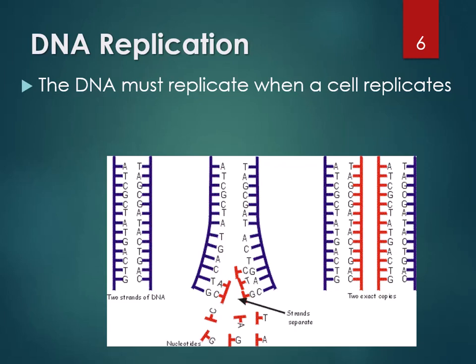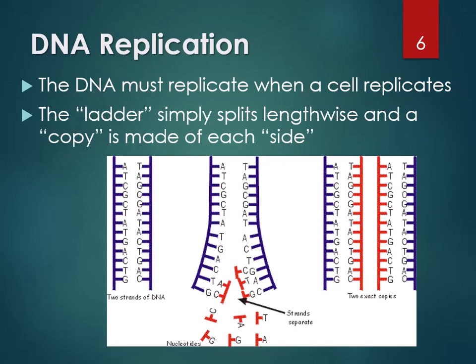So the blue in the picture is the original, and the new nucleotides in red are added. And of course you know what to add, because if you have ATC, then you're going to add TAG. A and T are always paired together, and G and C are always paired together. So the ladder simply splits in half lengthwise, and a copy is made of each side, and at the end you have two exact copies of the original, where half the ladder is the original DNA and half the ladder, in red here, is the new DNA.